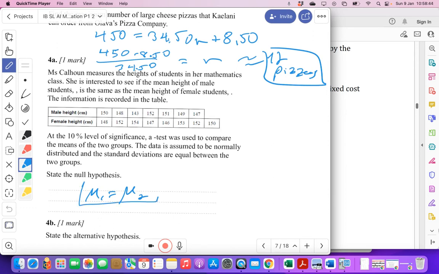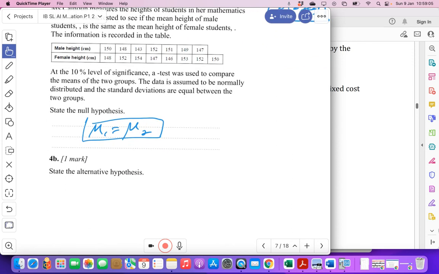That would be my null hypothesis. I think in the answer scheme, they said that the difference is 0, so they subtracted mu2 minus mu1, okay, and said that's equal to 0. Okay, so the alternative hypothesis is basically the opposite of this. So I would just say that the means are not equal.